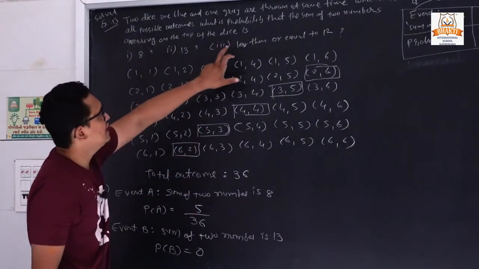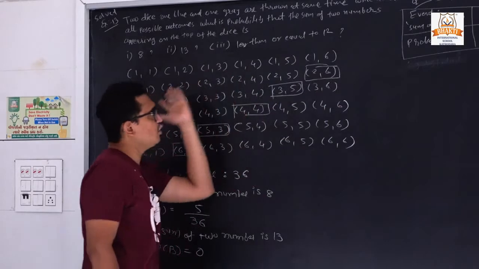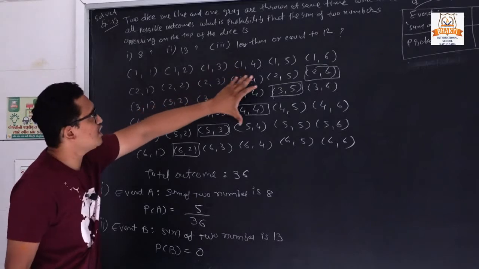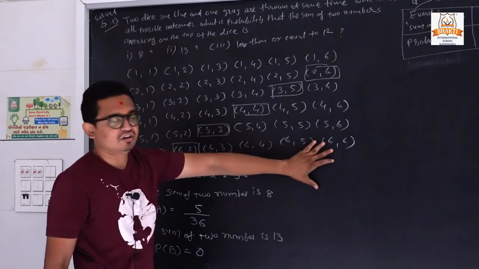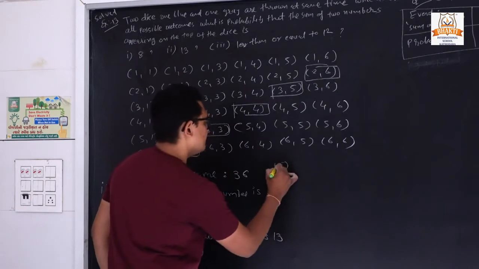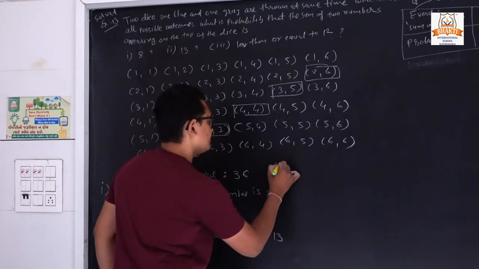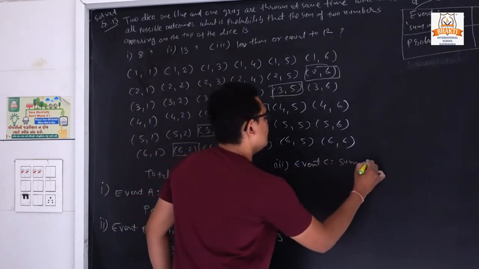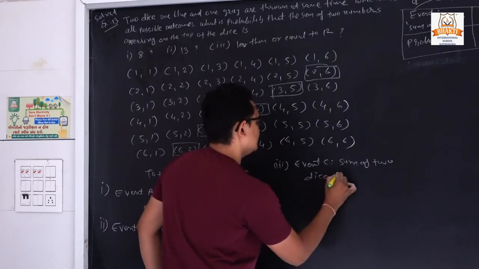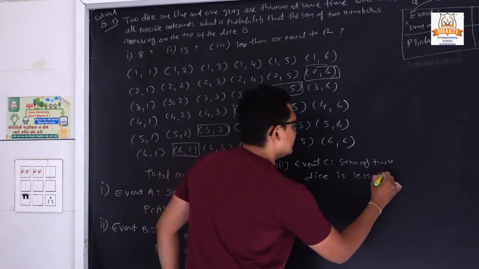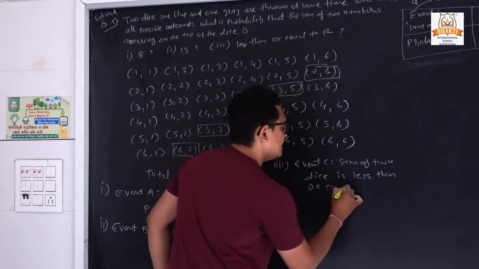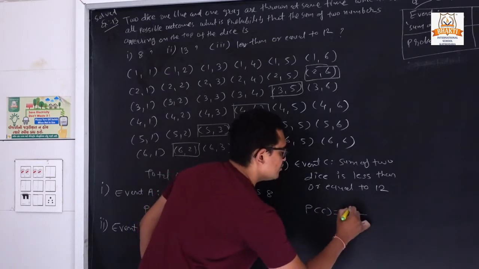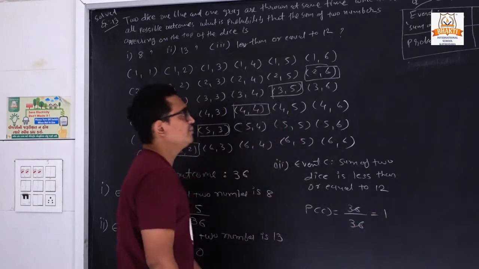Now third, less than or equal to 12. So it will be all. Clear? It will be all, because all events have the sum of less than or equal to 12. So event C, the sum of two dice is less than or equal to 12. So P of C is equal to 36 upon 36. So the answer is 1.